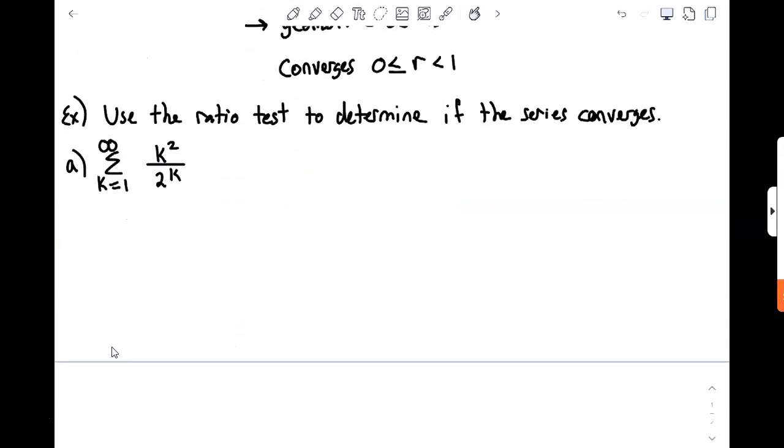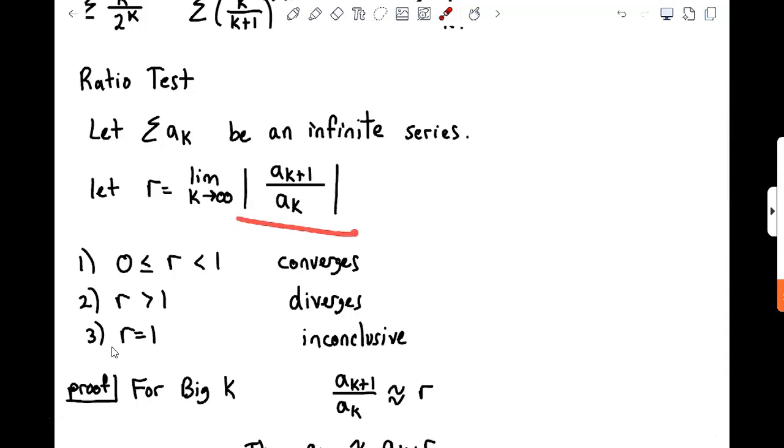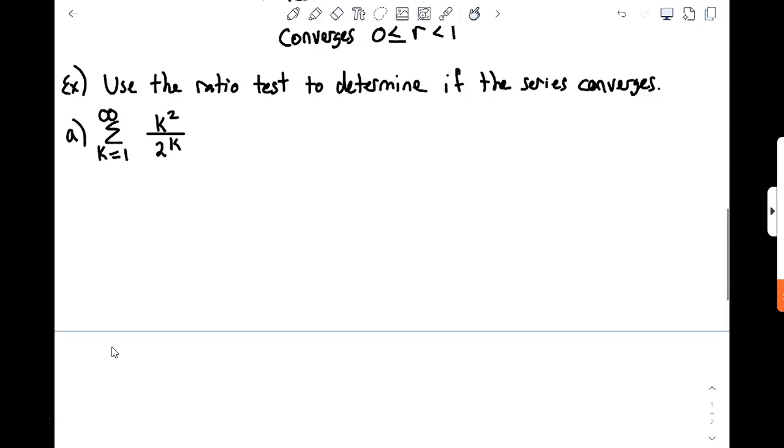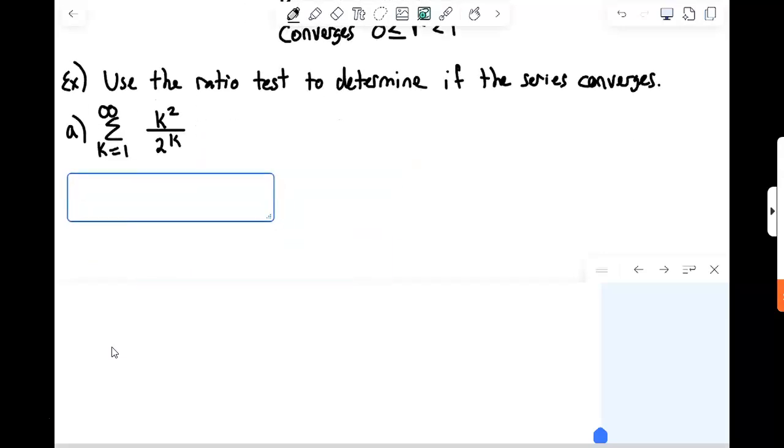Okay. So we want to use the ratio test to determine if the series converges. So what we do is we construct the ratio. Now the ratio test says absolute value, but if we're dealing with an underlying sequence where the terms are positive anyway, then we don't really need to write out the absolute value. Okay. So what I'm going to do is first compute the ratio, a_{k+1} over a_k. Once I have that down to something nice, then I'll talk about its limit.